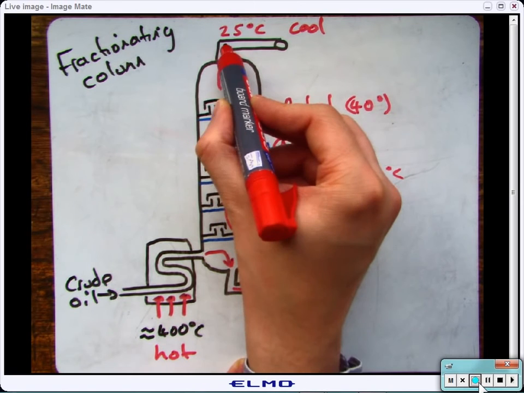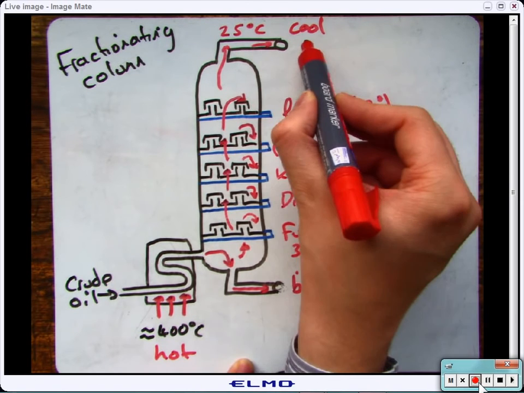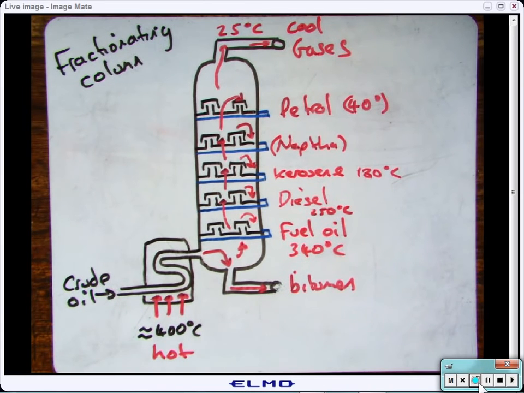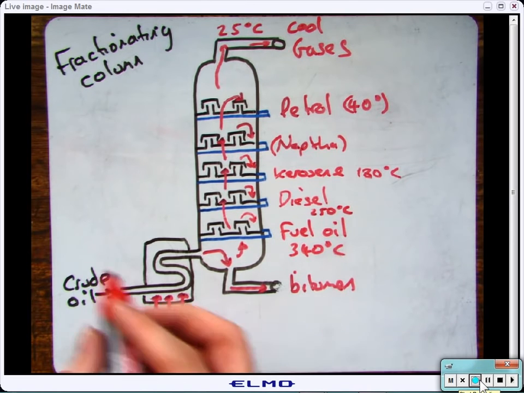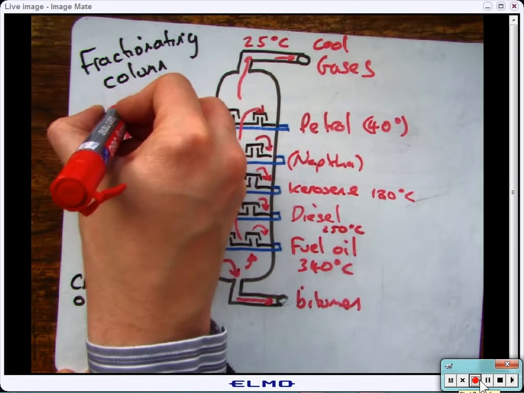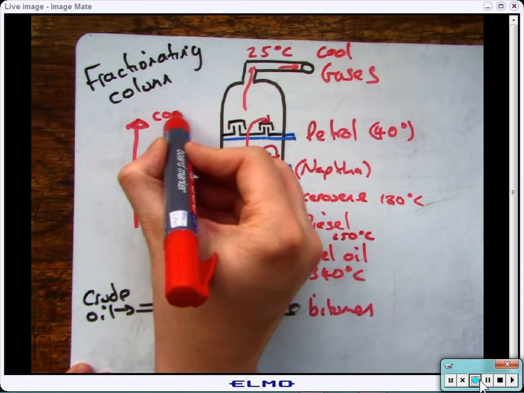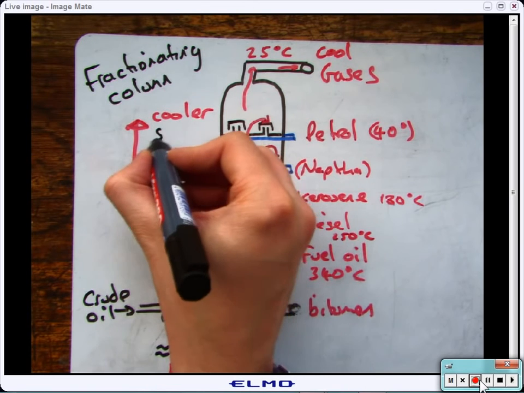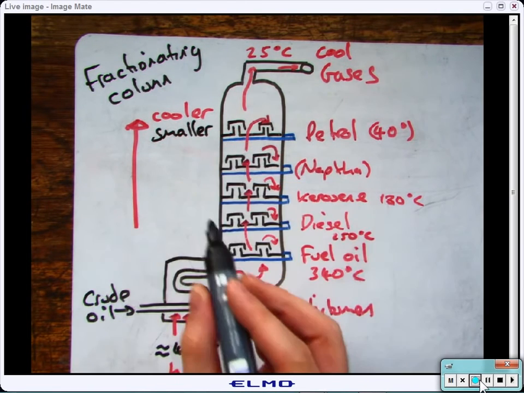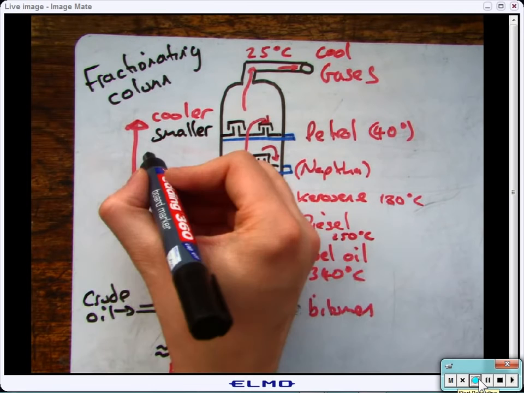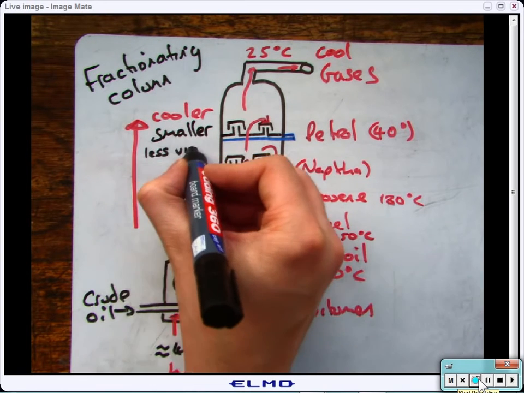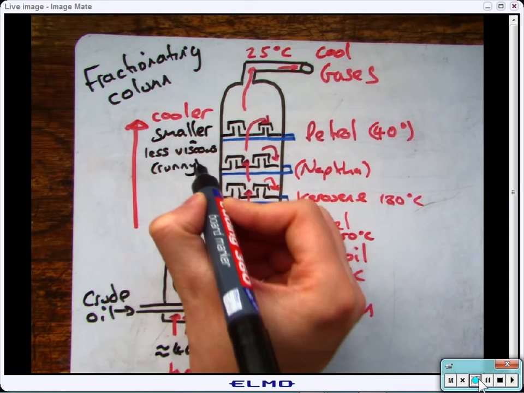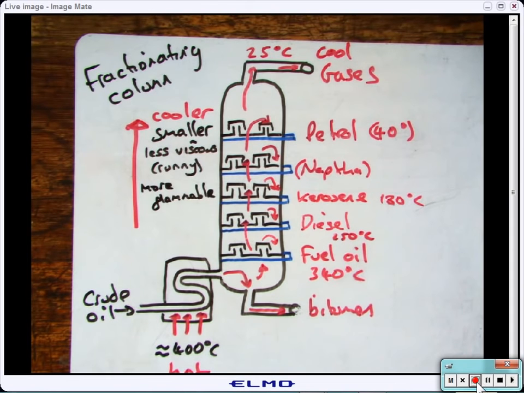Any gases, like the stuff that you use in Bunsen burners and cookers, will come out the top, still as a gas. So, as you come up the fractionating column, it gets cooler. The chains become smaller. It becomes less viscous, which means runny, and more flammable.